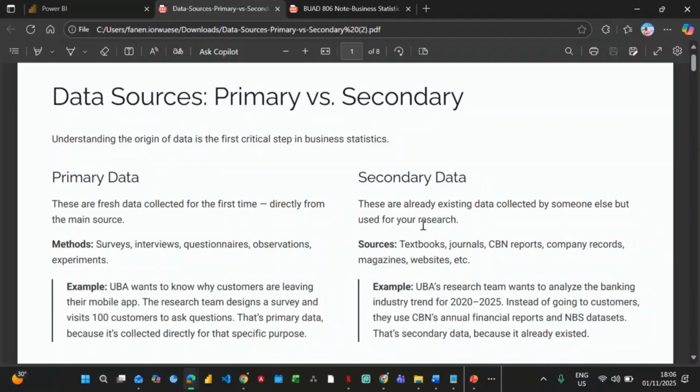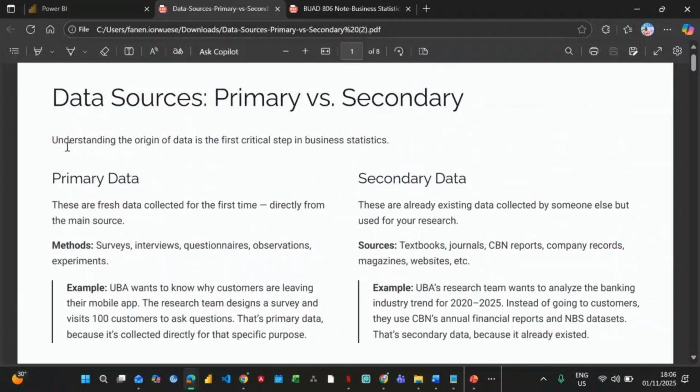So it's a comparison here. Basically we are going to understand the origin of data. The primary data source, like I said last class, is where you get data at first hand, the fresh data you get from your project or whatever you want to do. The methods of collecting primary data are surveys, interviews, questionnaires, observations, and experiments.